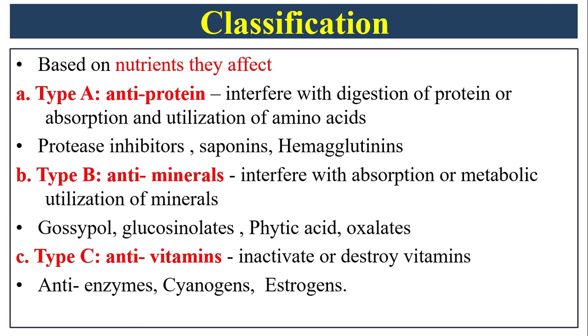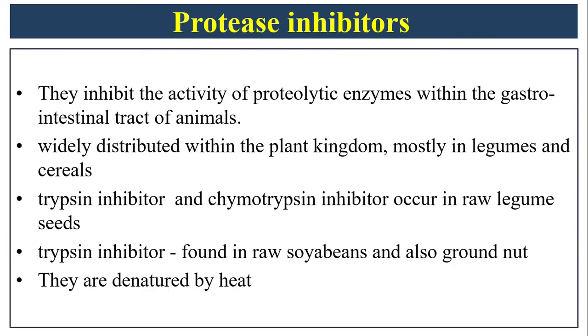Type B, anti-minerals. They interfere with absorption or metabolic utilization of minerals. Examples: gossypol, glucosinolates, phytic acid, and oxalates. Type C, anti-vitamins. They inactivate or destroy vitamins. Examples: anti-enzymes, cyanogens, and estrogens.